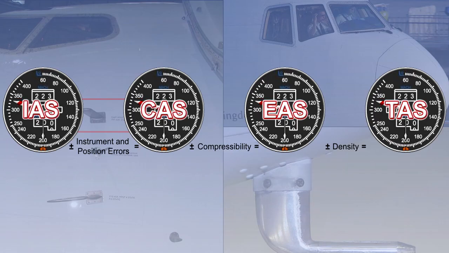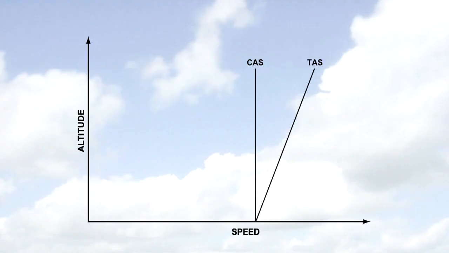Having discussed all the relevant speeds of an aeroplane, it is important to understand the relationship of these speeds with one another as altitude changes. This is best illustrated on a graph. The y-axis is altitude and the x-axis is aeroplane speed.